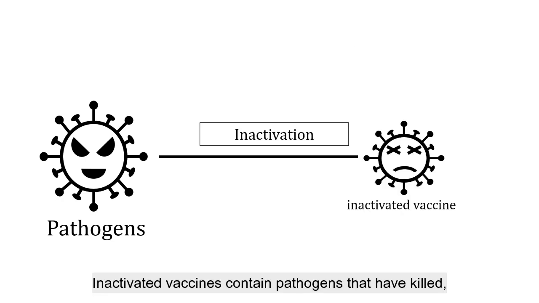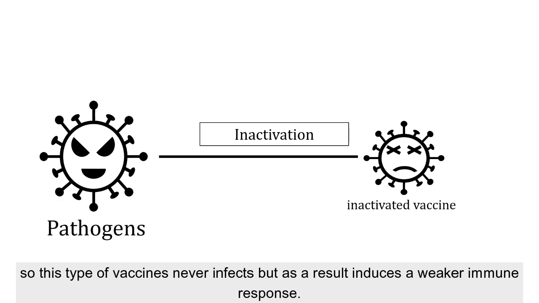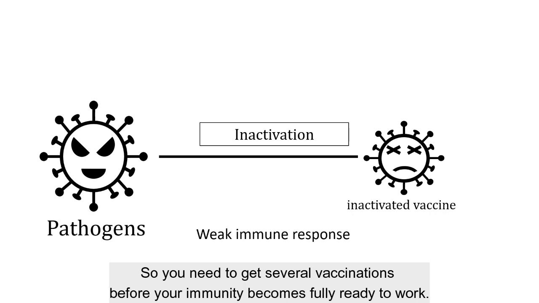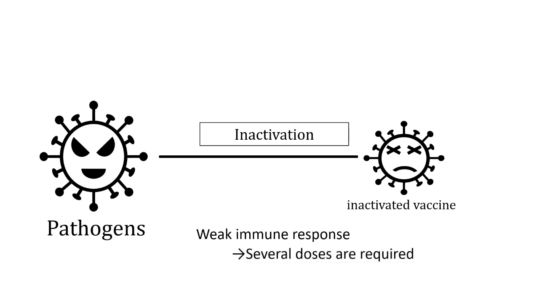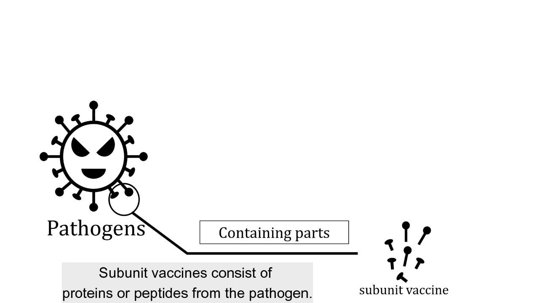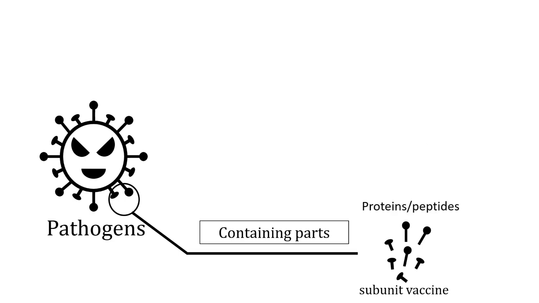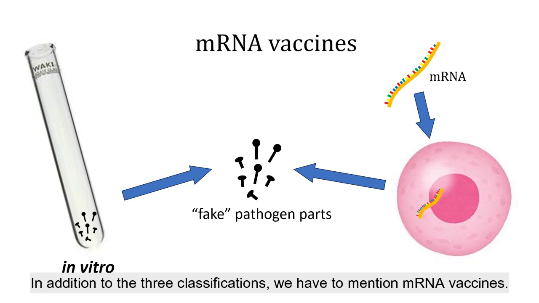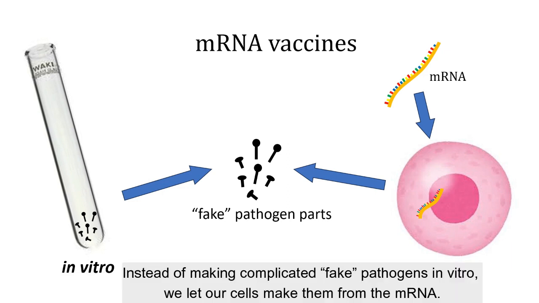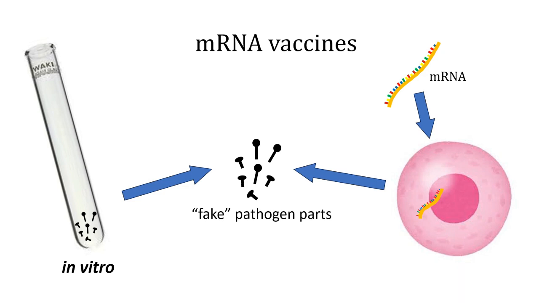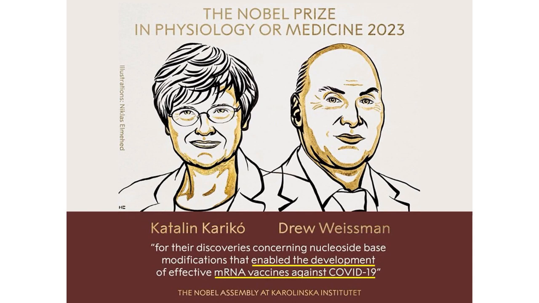Inactivated vaccines contain pathogens that have been killed, so this type of vaccine never infects but, as a result, induces a weaker immune response. So you need to get several vaccinations before your immunity becomes fully ready to work. Subunit vaccines consist of proteins or peptides from the pathogen. In addition to the three classifications, we have to mention mRNA vaccines. Instead of making complicated fake pathogens in vitro, we let our cells make them from the mRNA. As you might already know, the Nobel Prize in Physiology or Medicine 2023 was awarded to two scientists who made it possible to make mRNA vaccine against COVID-19.